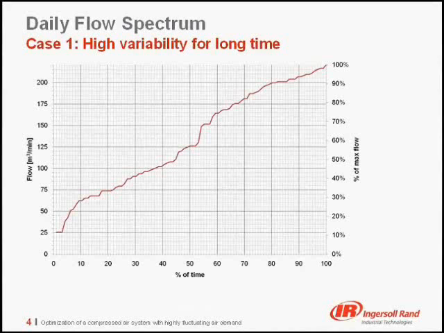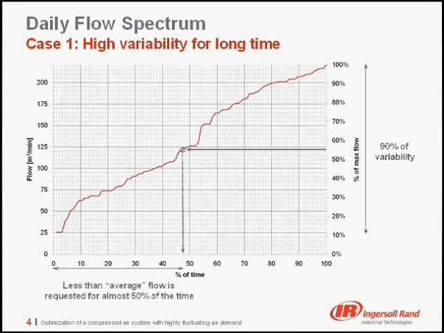As you can see, this system has a high variability, in this case up to 90%, and a flow less than the average flow is requested for a long time, in this case almost 50% of the time. This flow spectrum refers to a production site with 2 6-hour night shifts with low air demand and 2 6-hour day shifts with high air demand.